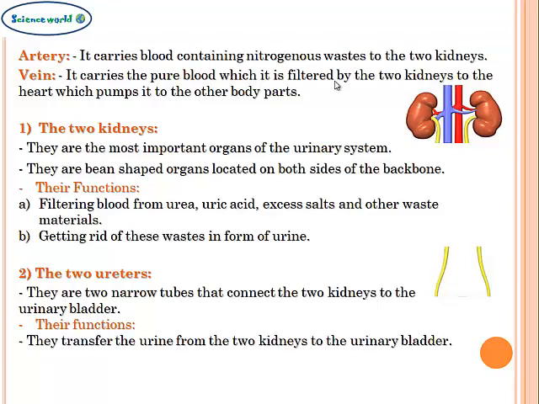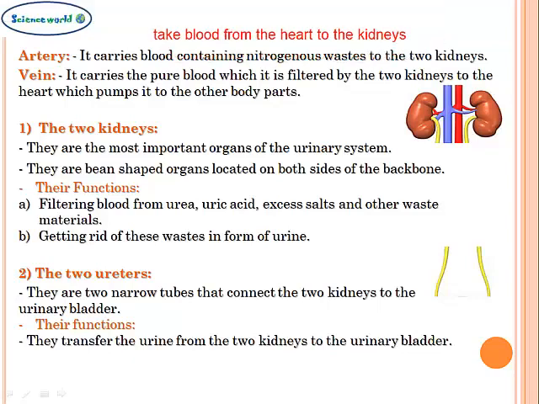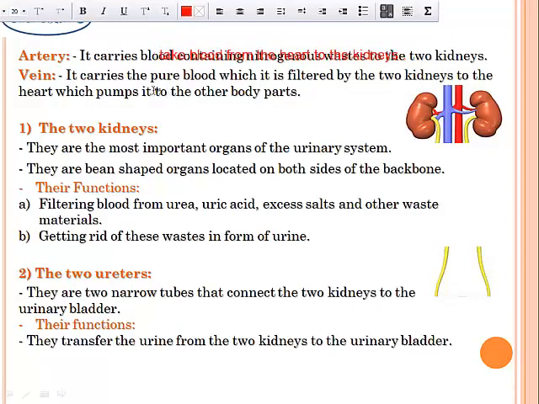parts. So, as we took before in the circulatory system, all arteries take blood from the heart to all body parts, which here is to the kidneys, while veins, all the veins take blood from the body parts to the heart. So here, take blood from the kidneys to the heart.